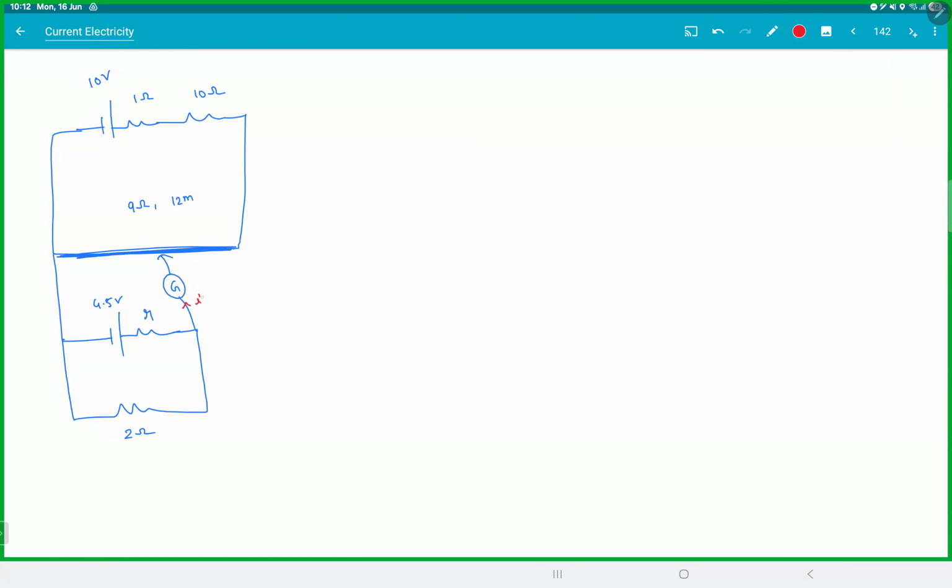The bridge is balanced, so current in the galvanometer is 0. This current is also 0. Whatever flows here stays on the top. I is equal to half ampere. Whatever current flows here will stay at the bottom. Both the circuits are independent of each other. So small I is 4.5 by R plus 2.